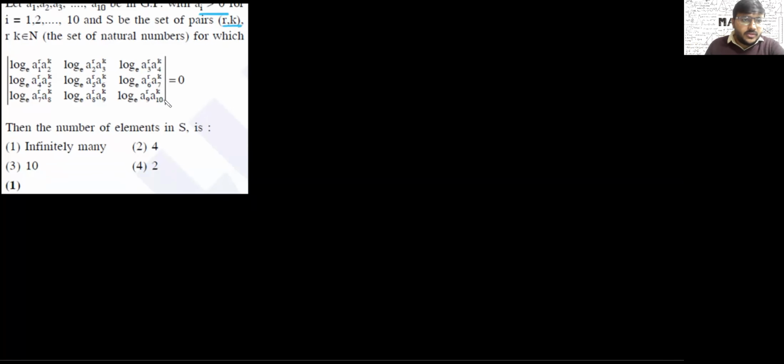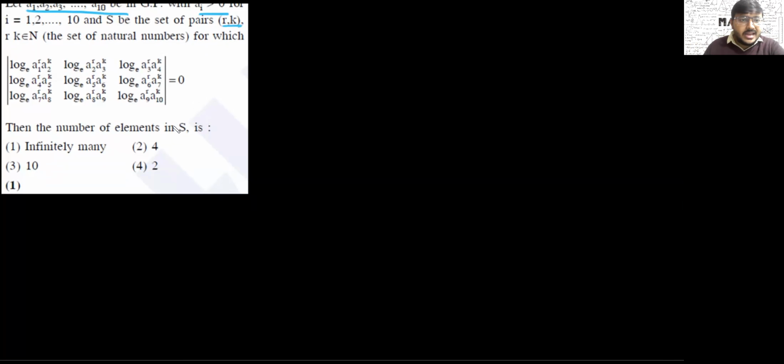In this session, the very first question is: let A1, A2, A3 up to A10 be in GP with Ai greater than 0 for i equals 1 to 10, and S be the set of pairs (r, k) for which this determinant equals 0. Then you have to find the number of elements in S. Now just check how we'll start. We'll first take the condition that A1, A2, A3 up to A10 are in GP.